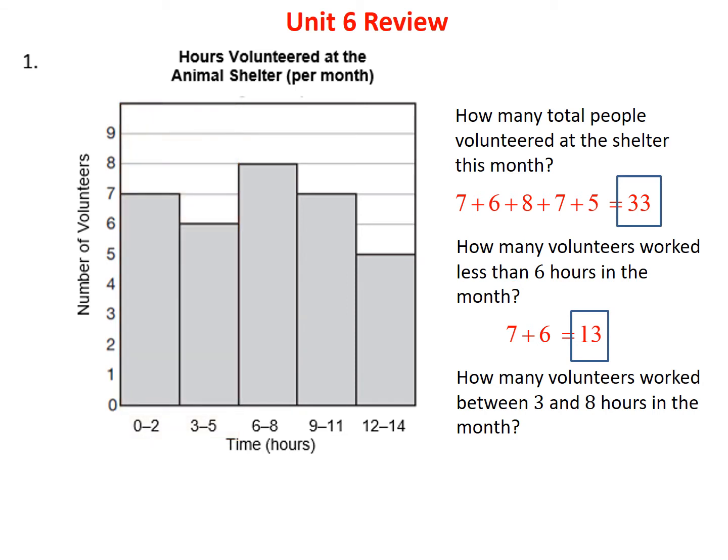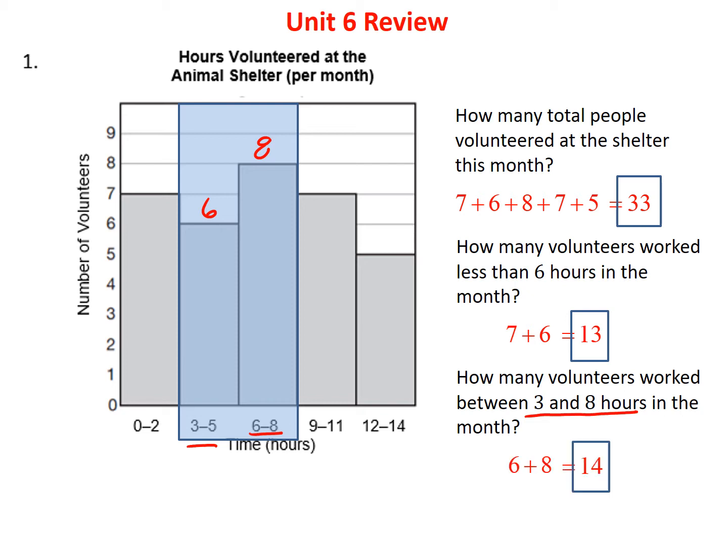The last one says, how about the number of people who worked between 3 and 8 hours? So that fits into this category. They either worked in this category, 3 through 5, or in this category, 6 through 8. Again, we just need to count them up. So here there were 6 people in this category and 8 people in that category. So we'll add them together, 6 plus 8. So there were 14 people who worked between 3 and 8 hours at the shelter this month.